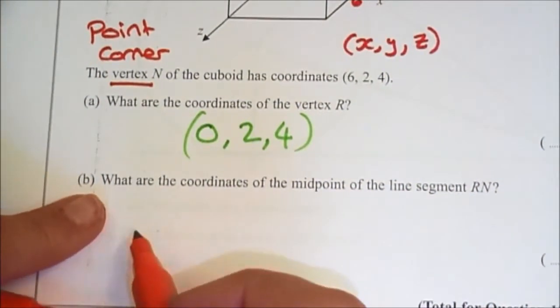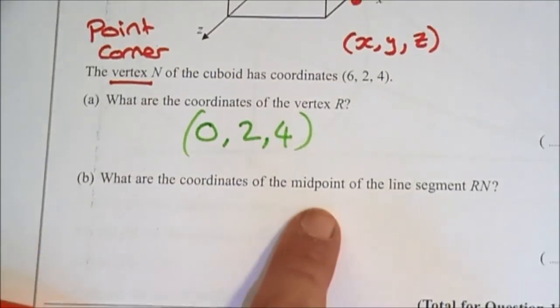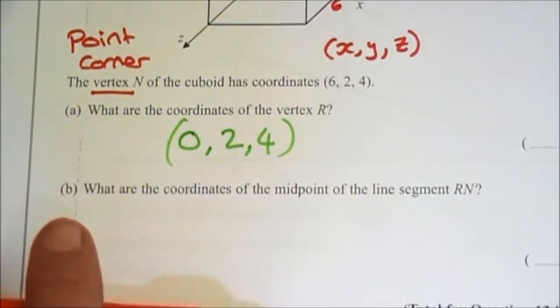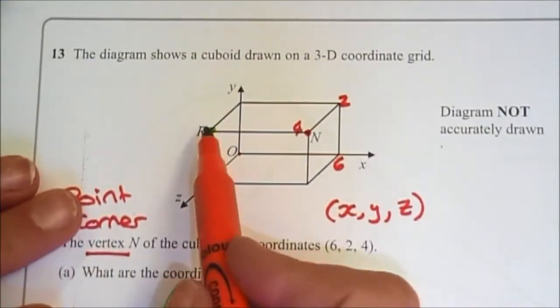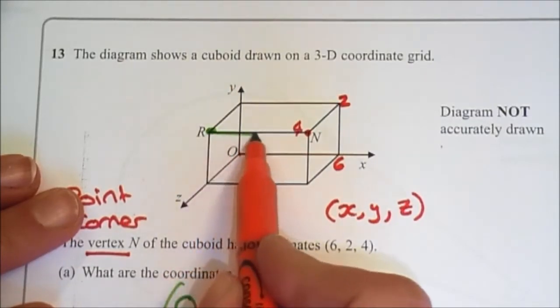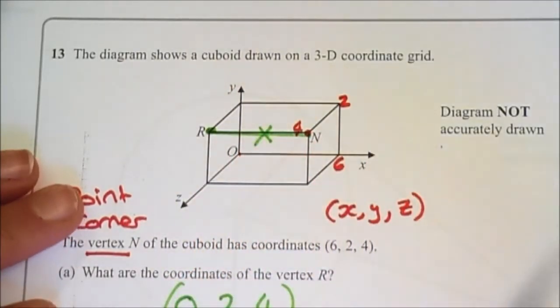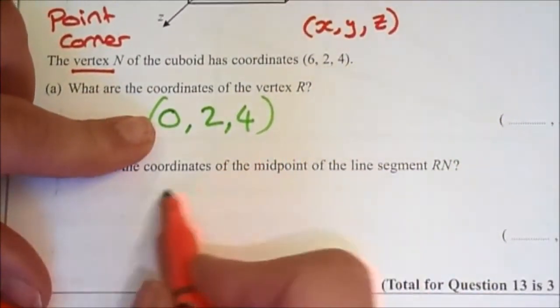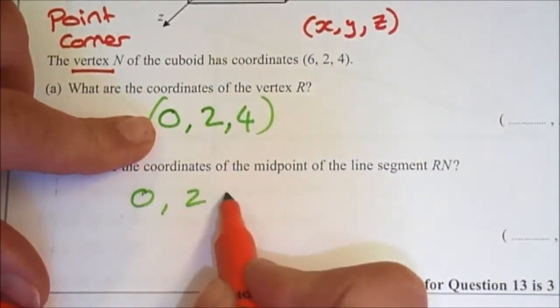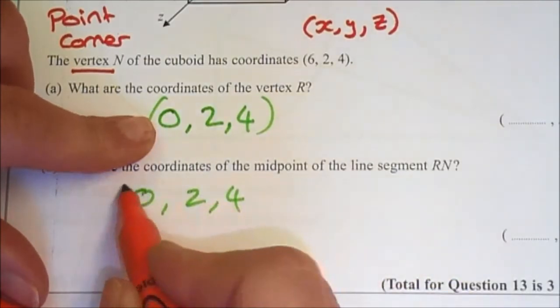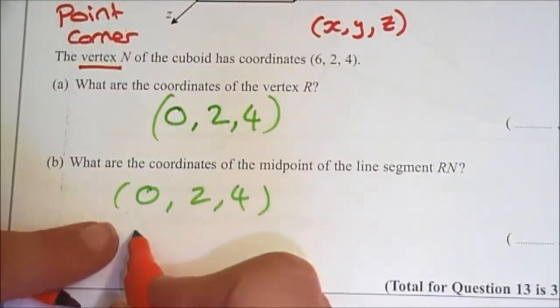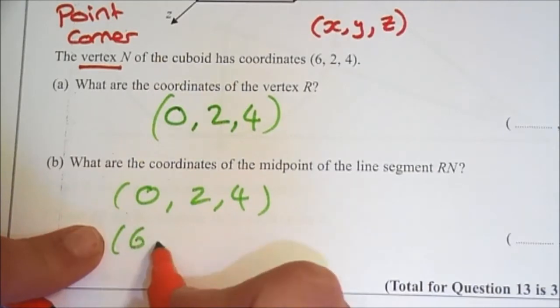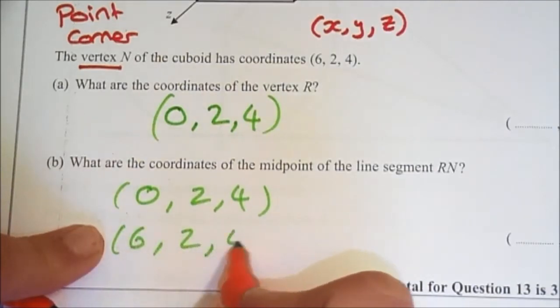Now part B wants to know what are the coordinates of the midpoint of the line segment RN. So this was line RN. They want to know what the midpoint is. Now I know the coordinates of point R are 0, 2, 4. And I know that the coordinate points of N are 6, 2, 4.